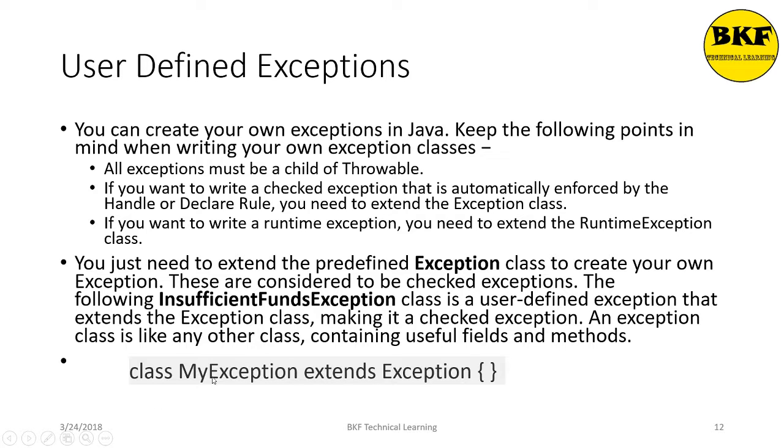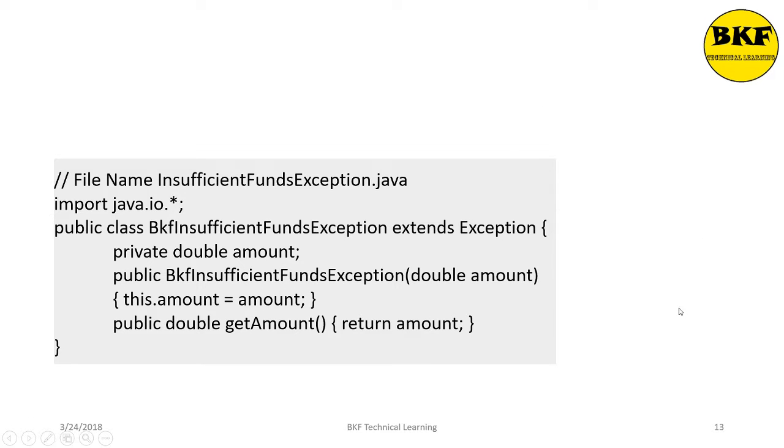So this is a syntax. Class MyException extends Exception. So this is our example. So this is the name of our exception which extends Exception class. So this is a constructor and these are the parameters.